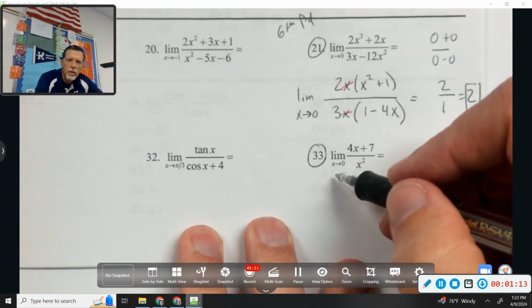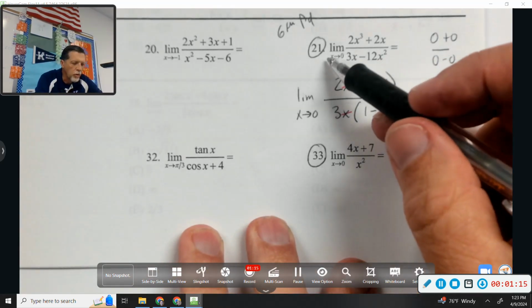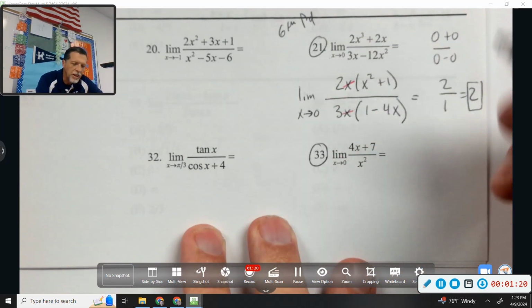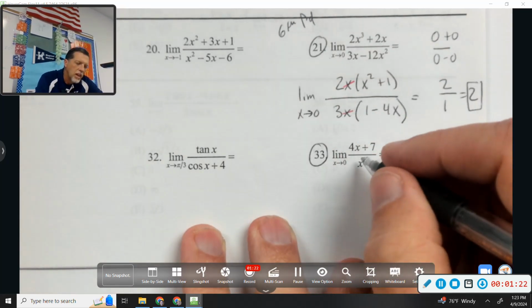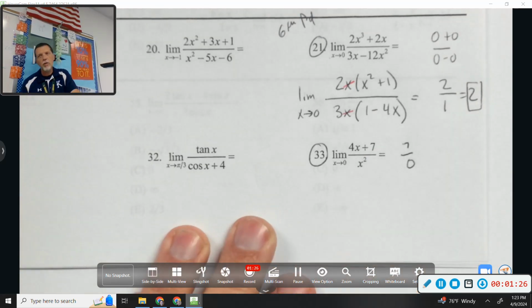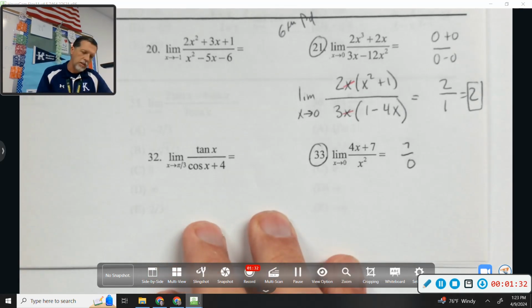And 33. We had some numbering issues here. So if we went from 21 to 31, so if we skip 2, somehow we land at 33. Plug in 0. We get 7 over 0. Okay, 7 over 0 means not algebra trick. 7 over 0 means I need to figure out if this is infinity or negative infinity.